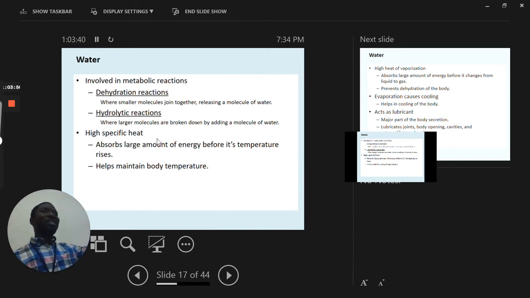You may want to write that. Removal of water to make a bond is a dehydration reaction. Dehydration reaction, removal of water to make a bond.